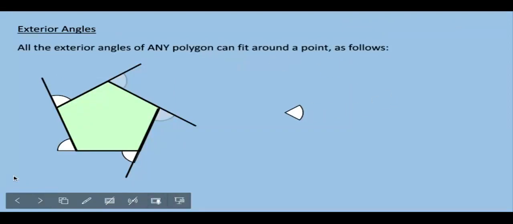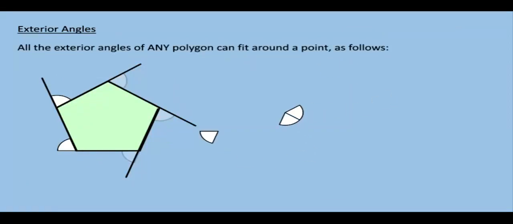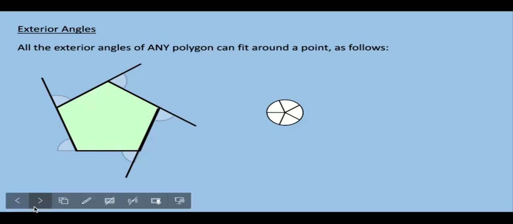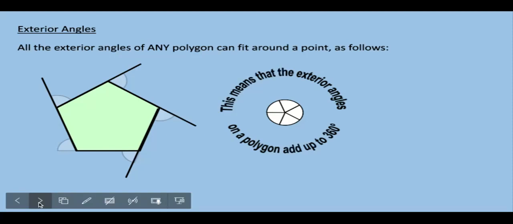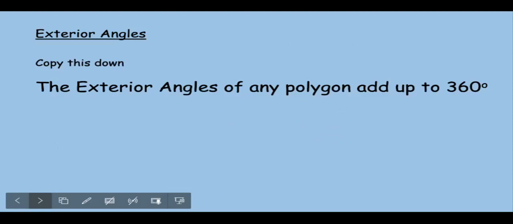Okay, so if we just look at this animation, we're going to look at these exterior angles here, and they always fit around a point. So the fact that they always fit around a point tells us that they add up to 360 degrees. So let's write that down. Exterior angles of any polygon add up to 360.